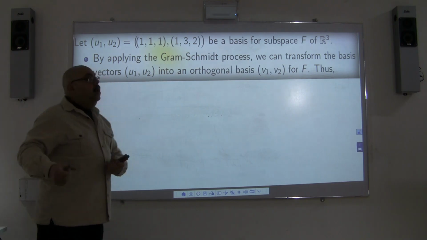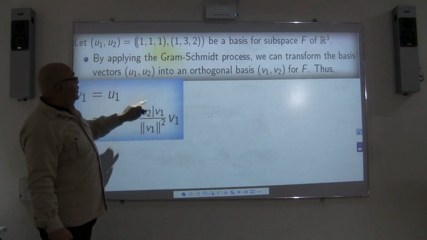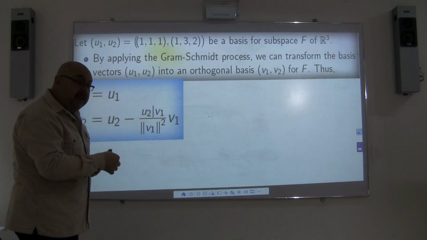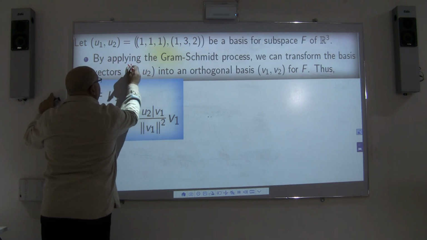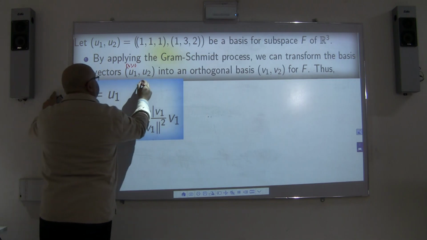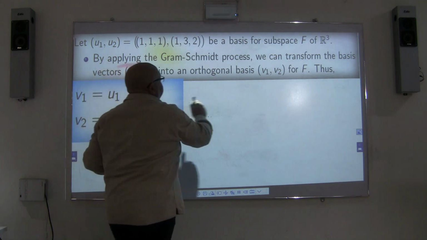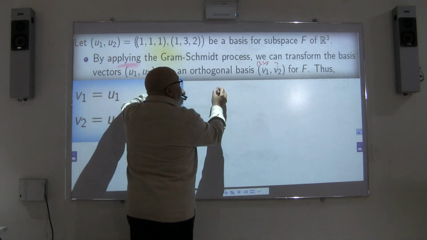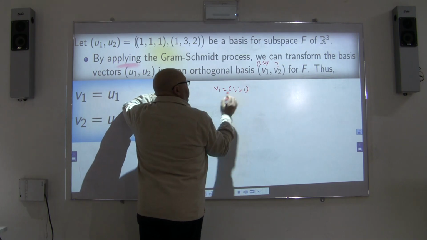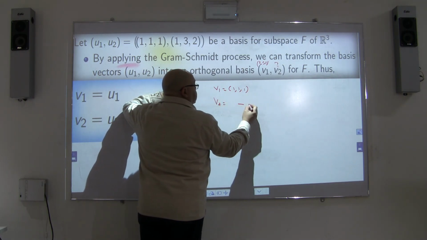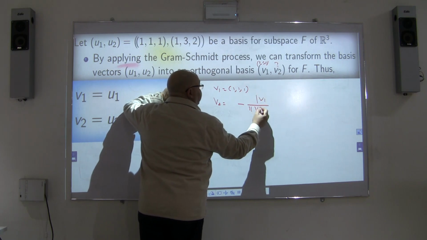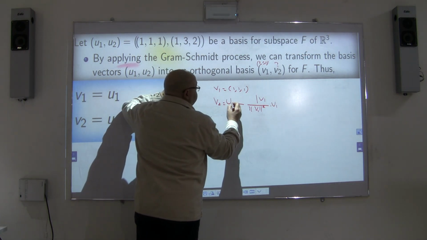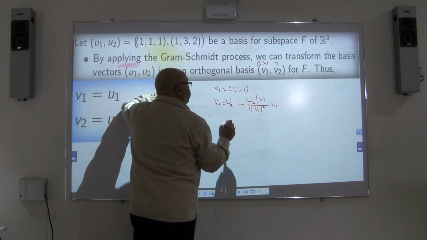Let's do it together. I will let V1 equal (1, 1, 1). This is the first step: V1 is equal to U1. So now my new basis will be (1, 1, 1). Now I want to get V2. How to get V2? V2 equals U2 minus the dot product of U2 and V1, over the magnitude of V1 squared, times V1. Let's do it step by step.